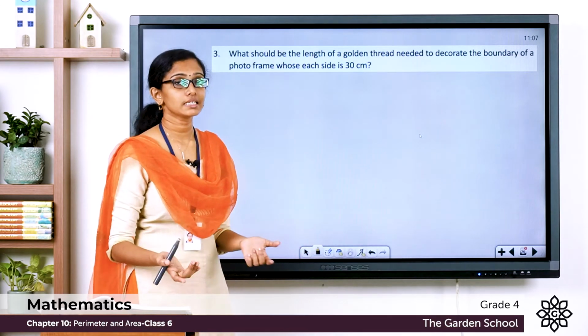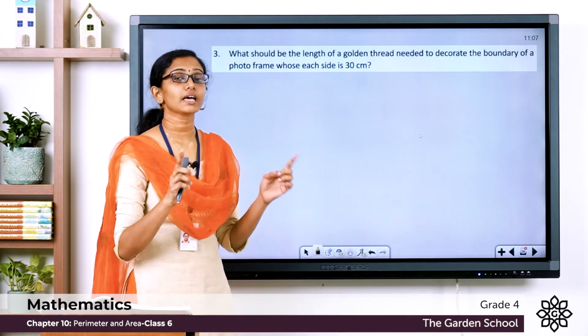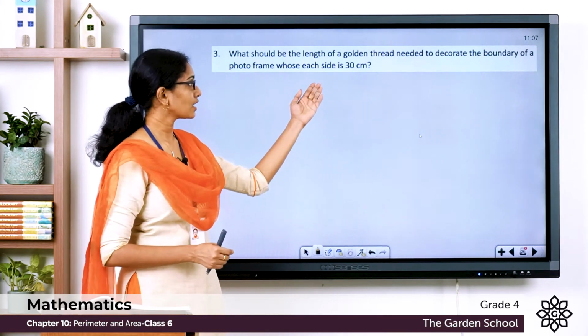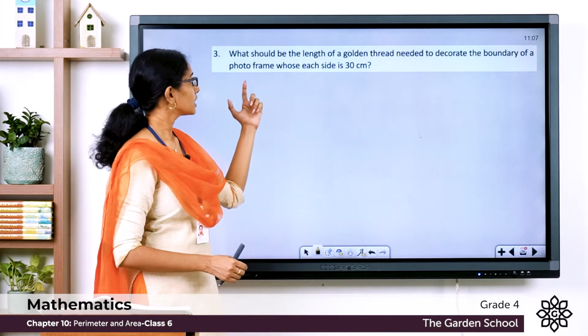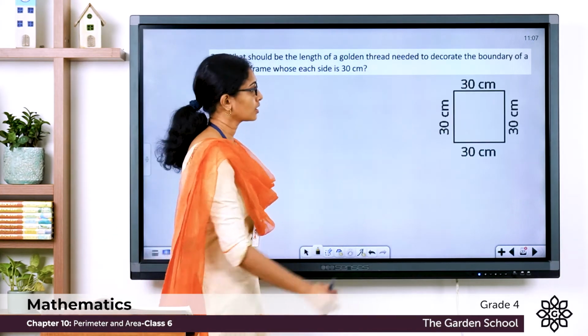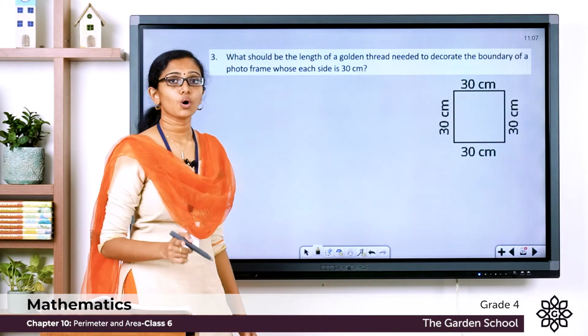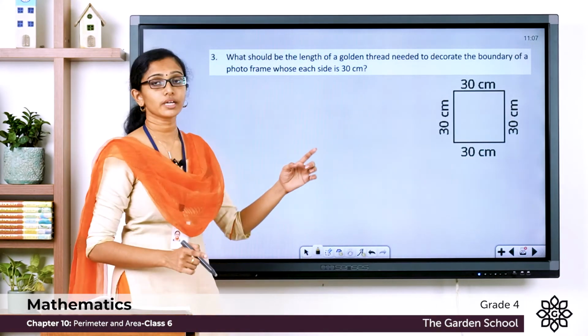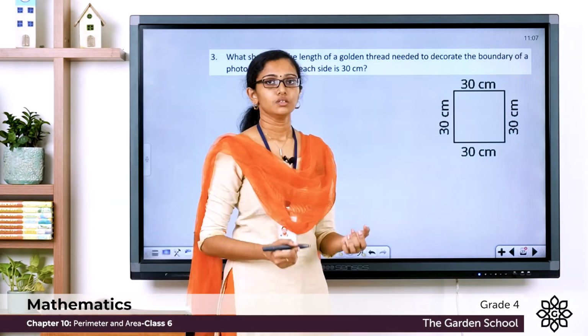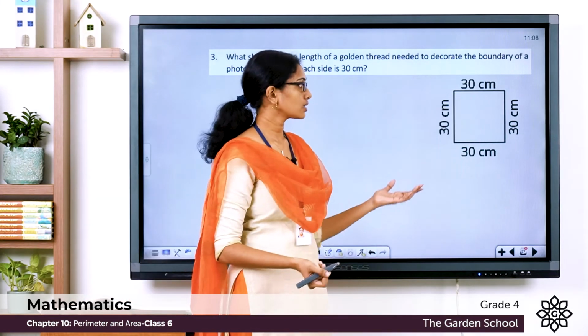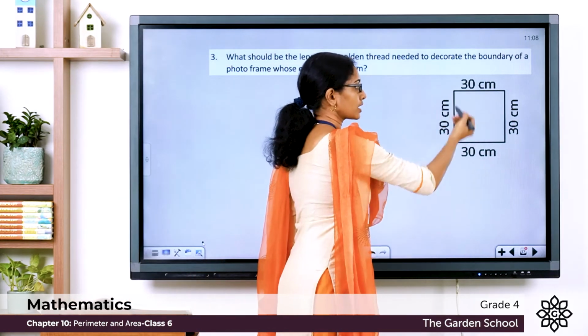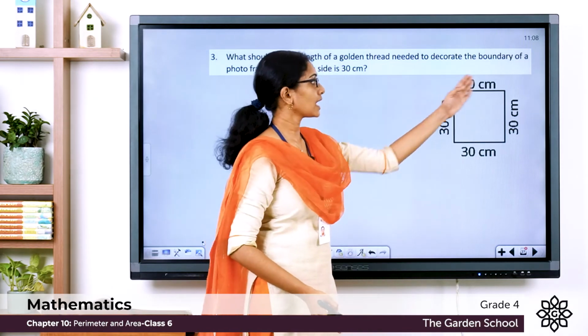Each side is 30 centimeter means what? It is a square which has got a side of 30 centimeter. And it says you have to find the length of a golden thread needed to decorate the boundary of the photo frame. So, where would you be placing the golden thread? Along the boundary.